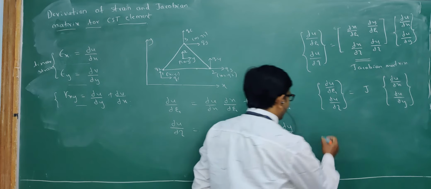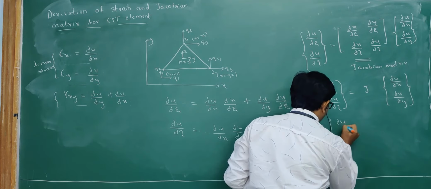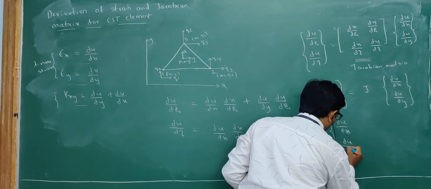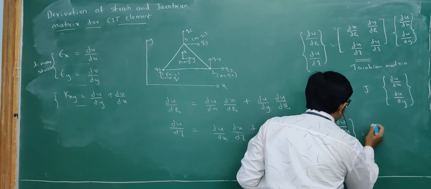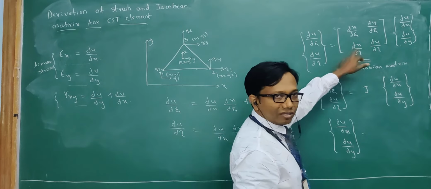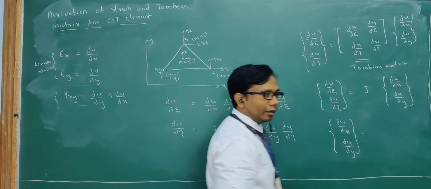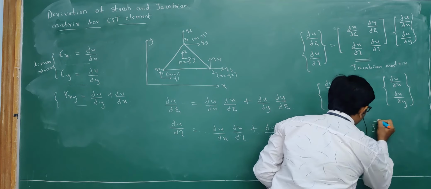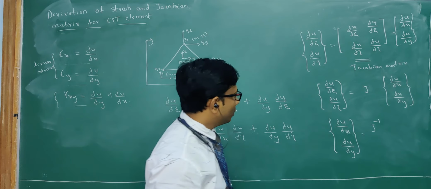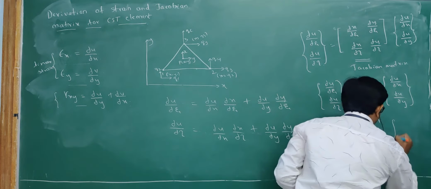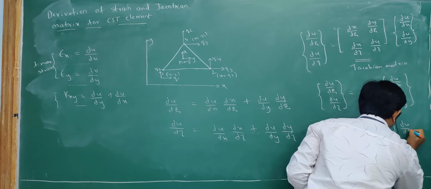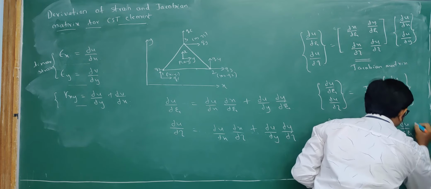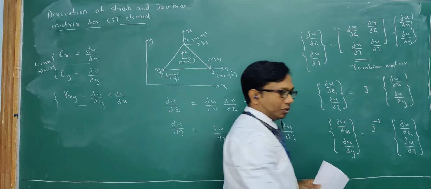So what I'll do is take dou u by dou x and dou u by dou y on one side. Because this is a matrix equation, if J goes to the other side it becomes an inverse. So it becomes J inverse of dou u by dou zeta and dou u by dou neta. This is the equation.